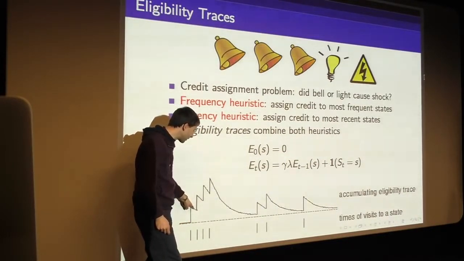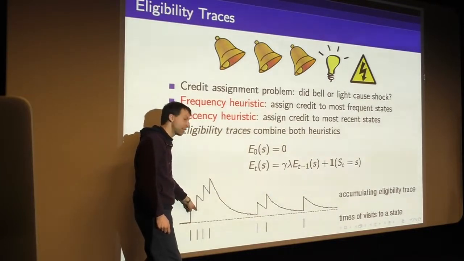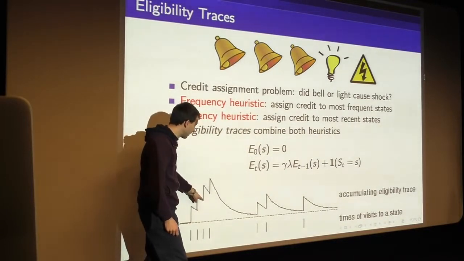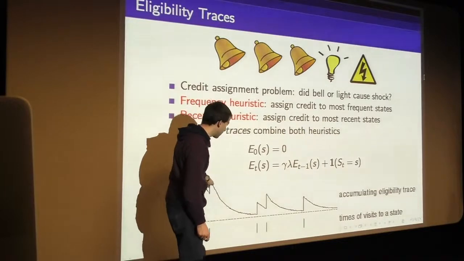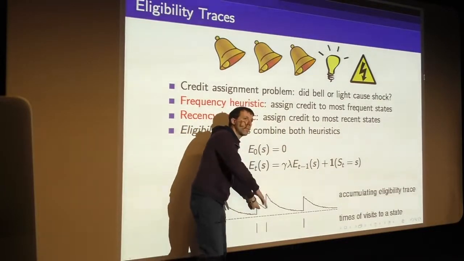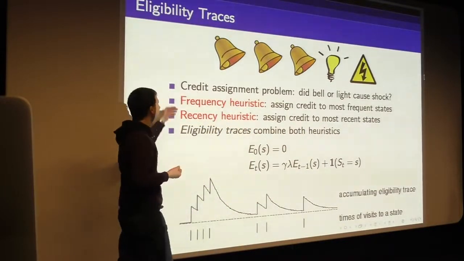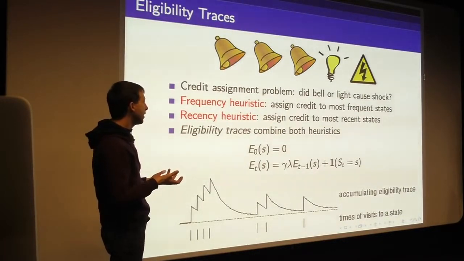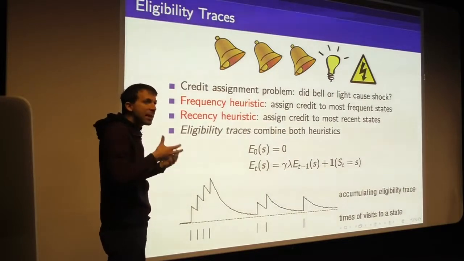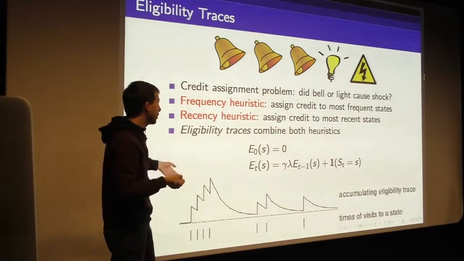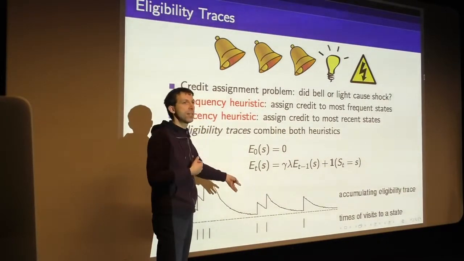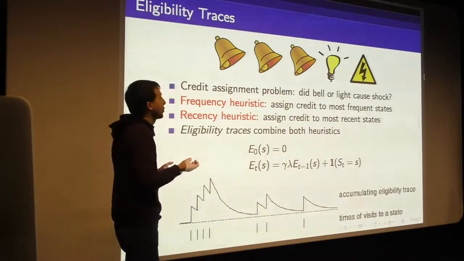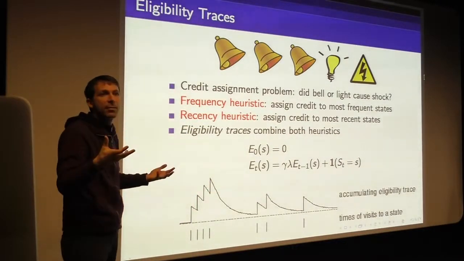And as we start to not visit it, we decrease the eligibility trace exponentially. So we increase it, we see it, we increase it again, we increase it again, and we don't see it for a long time, and it sort of decays off. And so this gives us our frequency and recency heuristics combined together. And what we do is, when we see an error, we update the value function now in proportion to the eligibility trace, in proportion to how much credit we think was assigned to being in that state.